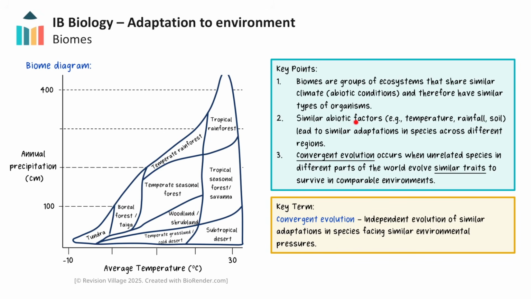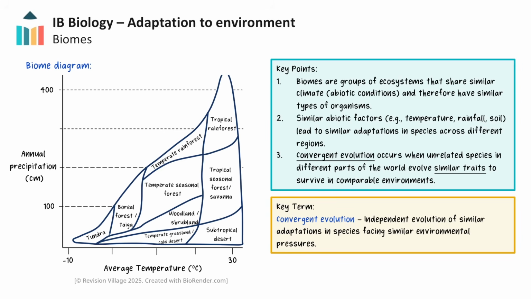Similar abiotic factors, such as rainfall, temperature, and soil type, lead to similar adaptations in species across different regions. Plants in dry areas often have waxy leaves or deep roots to prevent water loss, whether they're found in the Kalahari or the Mojave Desert. This shows how the environment shapes adaptation, even in unrelated species.